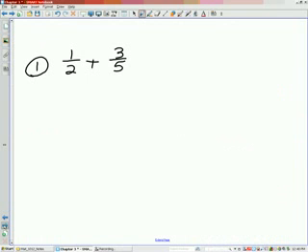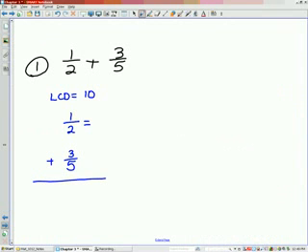Let's work with number 1. The first order of business is to find the LCD. And it looks like my LCD here is 10. Now you can do this one of two ways. You can do it vertically, or you can keep it and do it horizontally. The nice thing about vertical is that you actually see the process of building up your fraction.